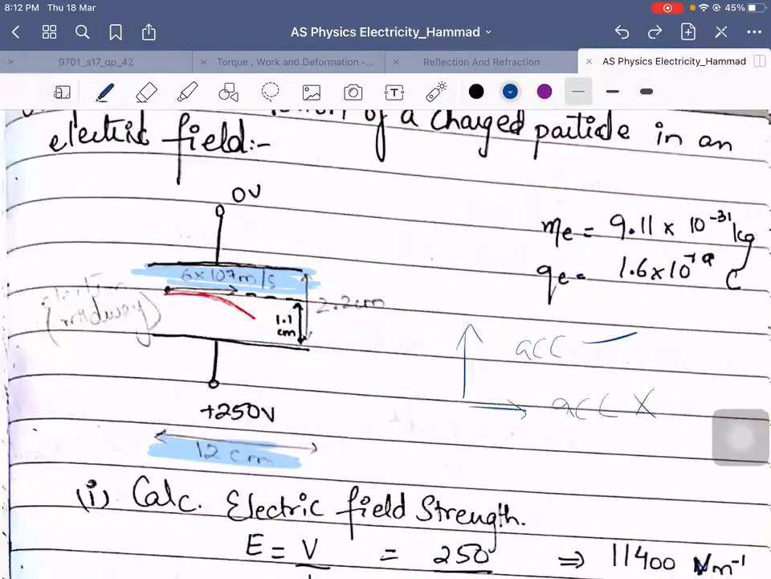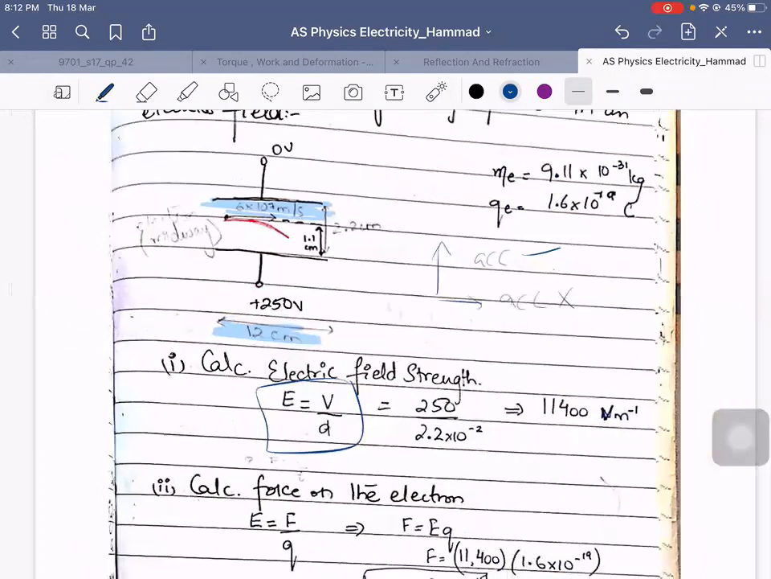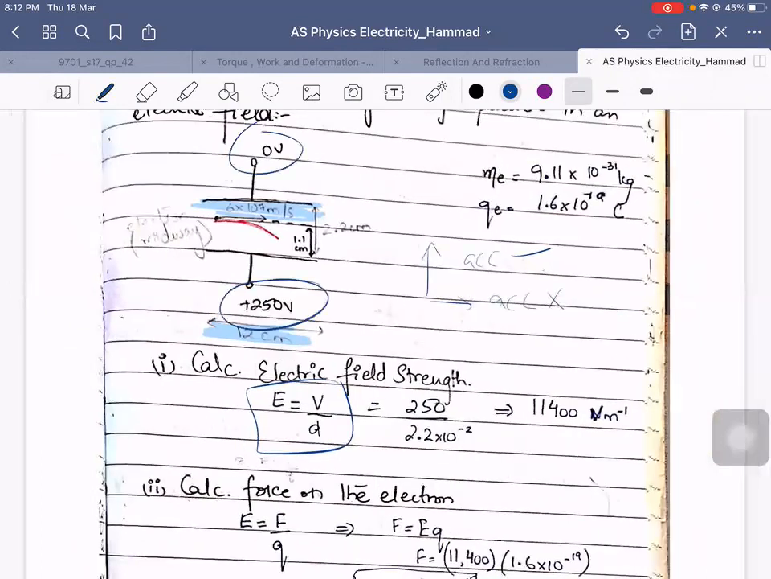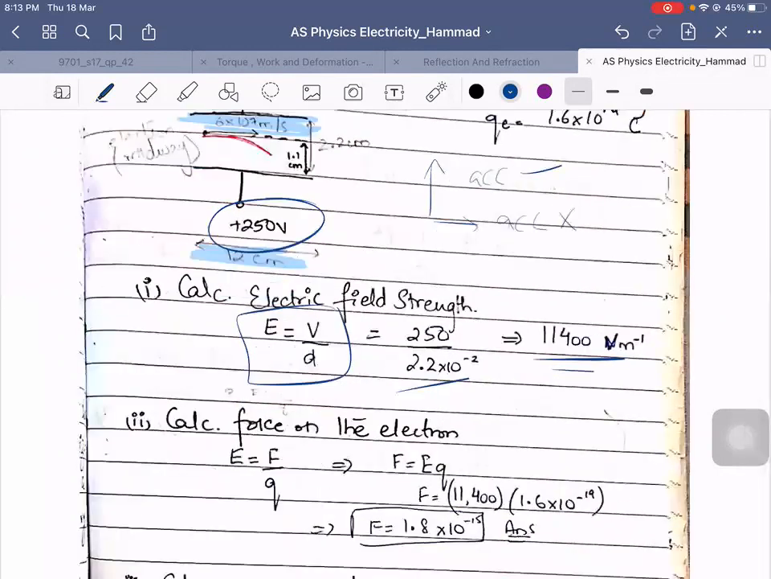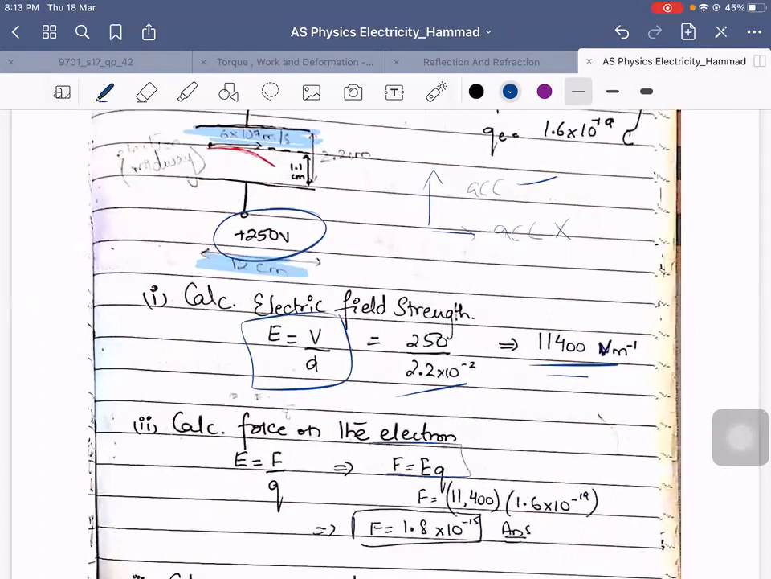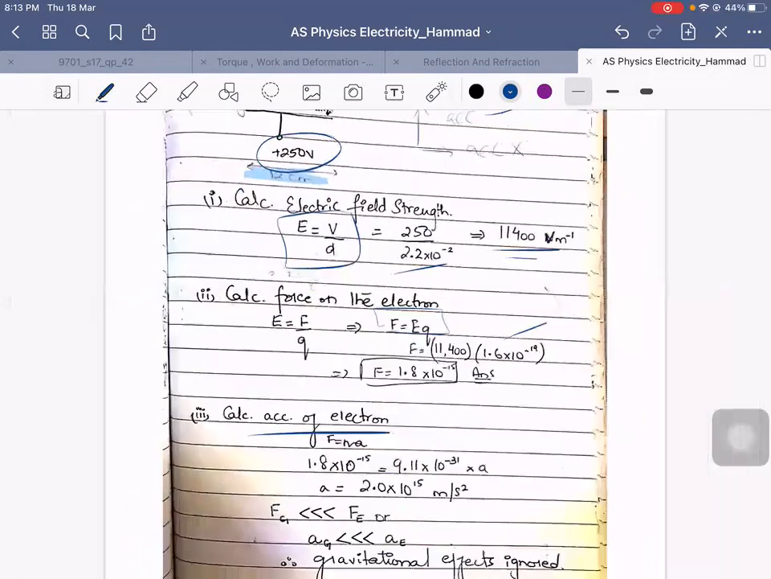So they ask you to calculate the electric field strength. It's a uniform electric field. You have the voltage values, E is equal to V upon D, and you get the electric field strength. They ask you to calculate the force on the electron. F is equal to EQ, you get the force. You have the charge of the electron from the data booklet, and the electric field strength from the previous part. Then they can ask you for the acceleration. F is equal to ma.